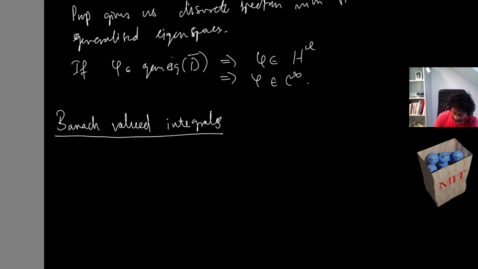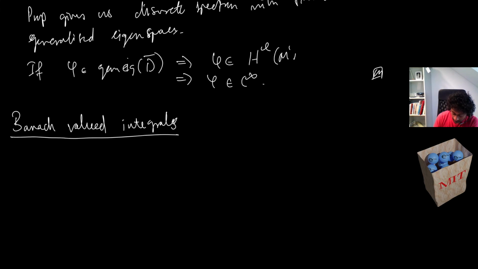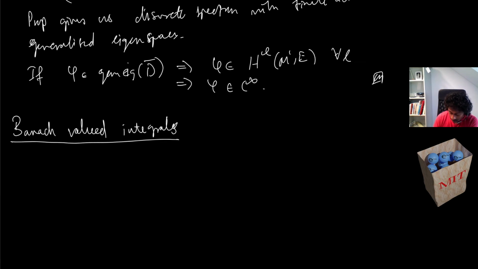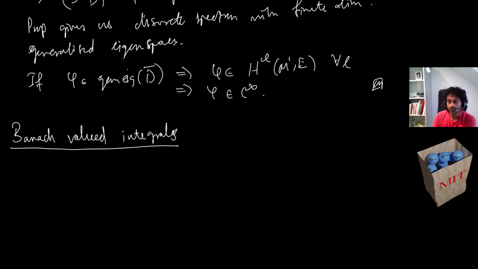HL, M prime E for all L. That's the point. So smooth functions or smooth sections are contained in the intersection over all Sobolev scales, and that comes from the Sobolev embedding theorem.